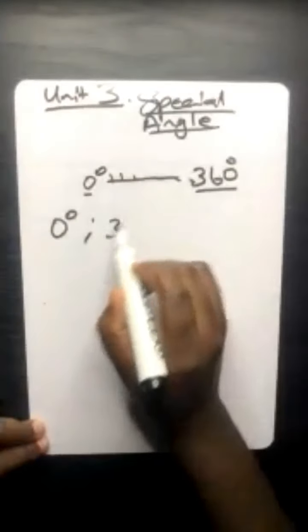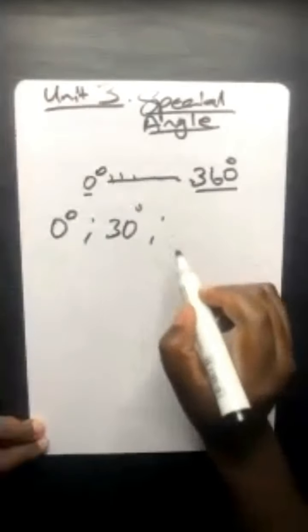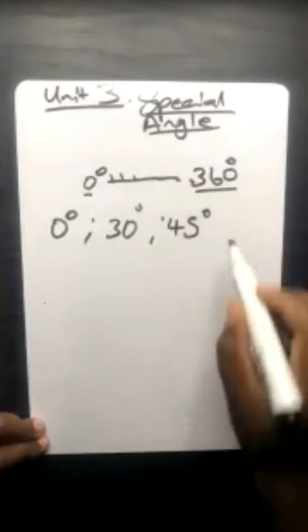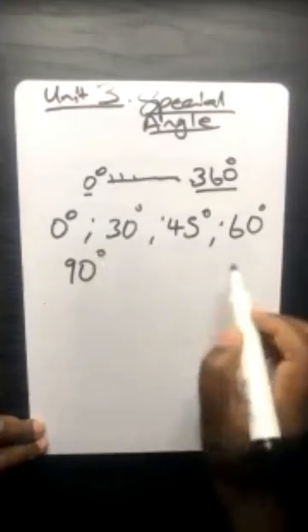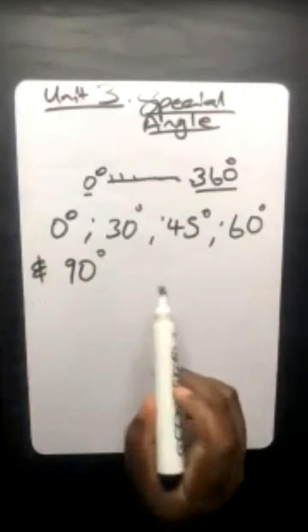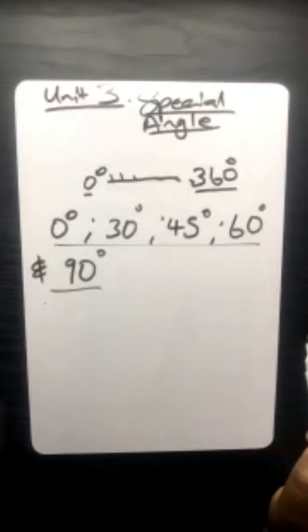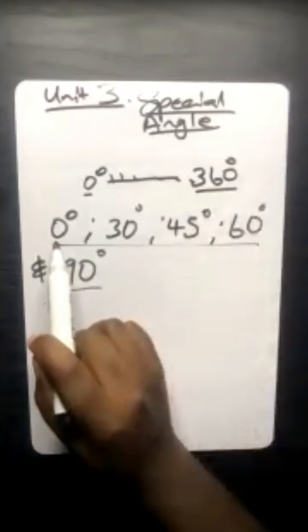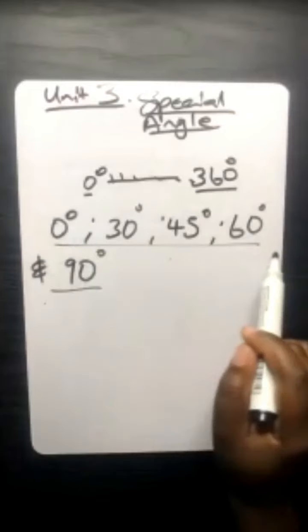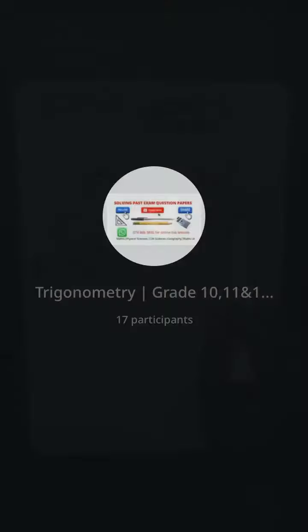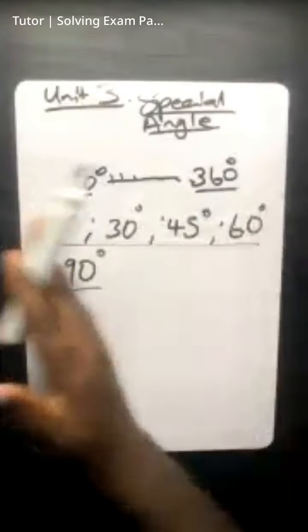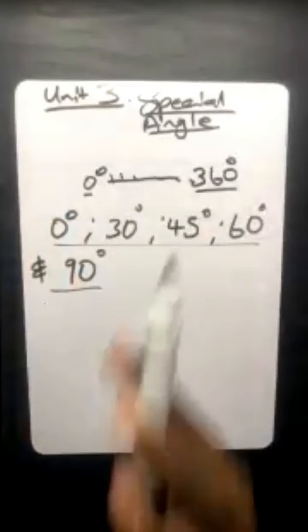So what are those special angles? Those special angles are 0, the first one. The second one is 30. Third one, 45 degrees. Fourth one, 60 degrees. And the last one is 90 degrees. So guys, these are what we call special angles. They are angles just like angle 0, 1, 2, 3, 4, 270, 271, 359, and 360. They are all angles, but these are what we call special angles.